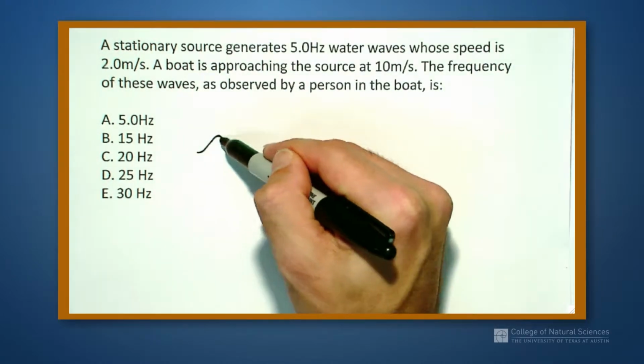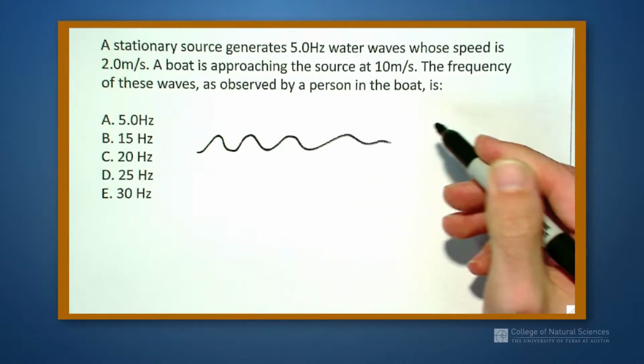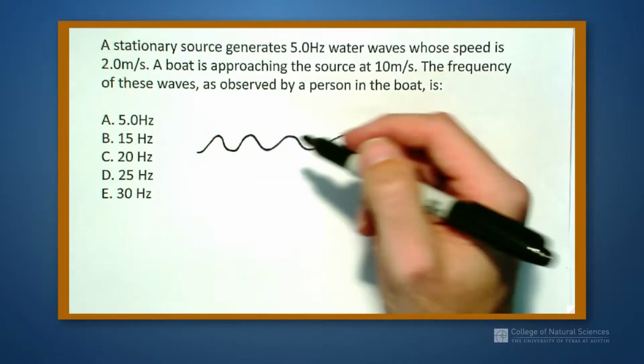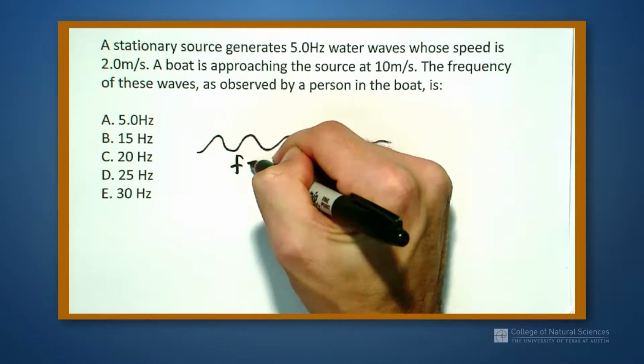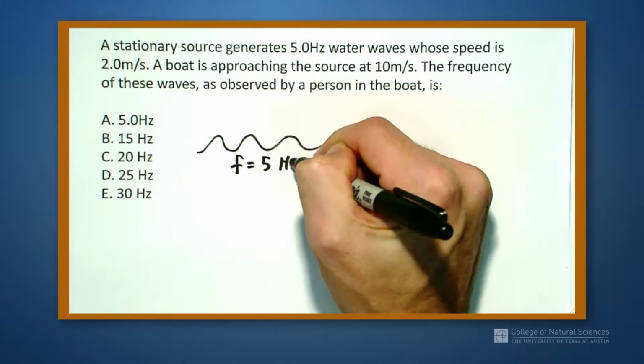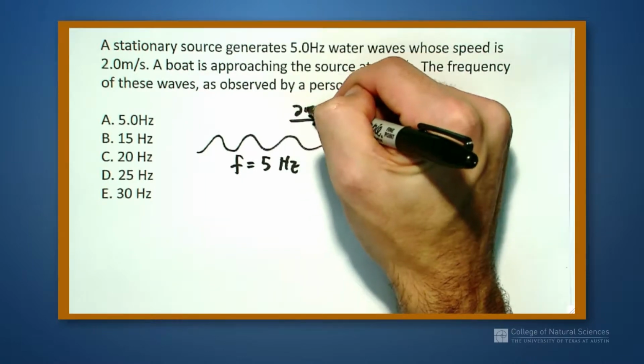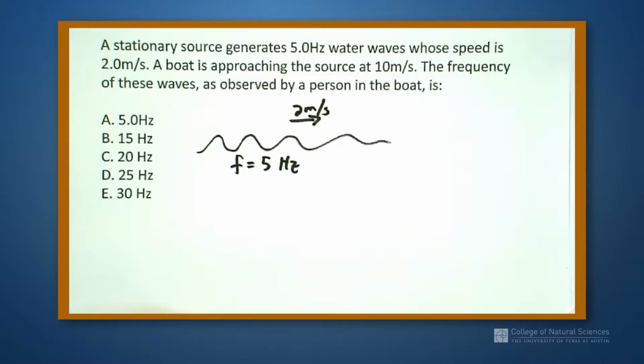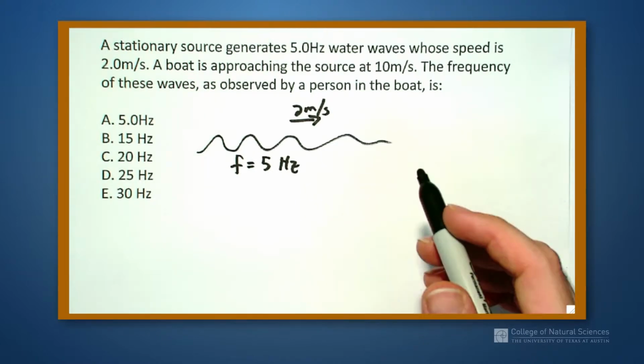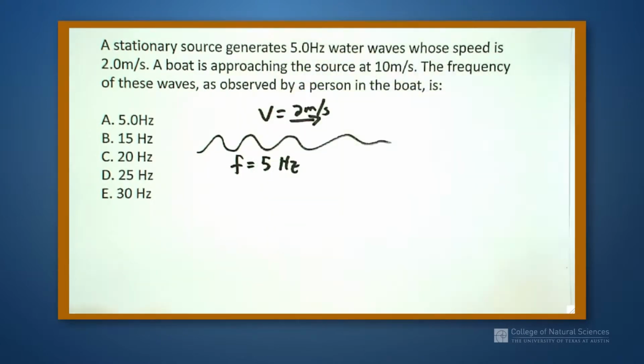So we have our waves, and we know that they have a frequency of 5 Hertz. And they're moving in a direction of 2 meters per second. This is what they radiate at. So this is going to be our velocity of our wave itself.